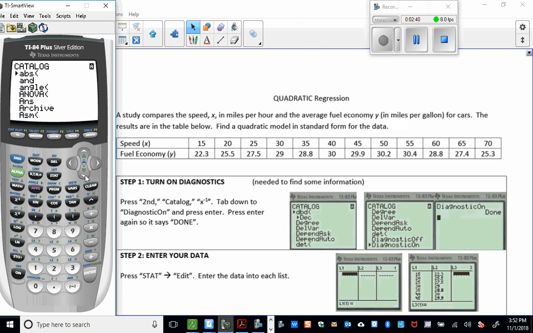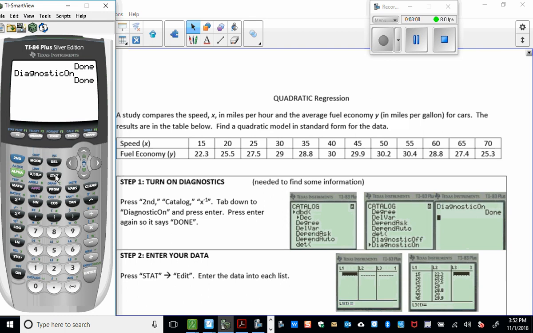So you can either scroll all the way down to the letter D, or if you hit this X inverse button, there's a little letter D here. It'll take you directly to the D's. And then you don't have to do quite so much scrolling. So I'm going to go down, oops, I missed it, DiagnosticOn, push enter, enter again. Okay? So that takes care of step 1. And you'll see later why we need to turn the diagnostics on.